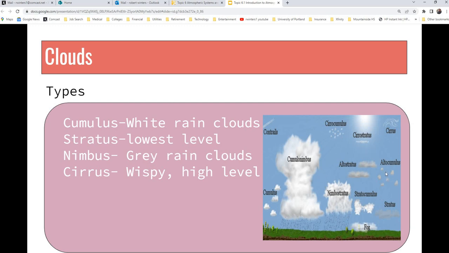There are essentially four groups of clouds, different if you look at different texts. Cumulus are the white puffy clouds we tend to see in the sky. Those are the ones that typically have rain. Stratus clouds are the ones we see at the lowest level down here. Nimbus clouds, also rain clouds, are the ones that start to look dark and gray. And when you see those, you go, oh, they're coming in, here comes the rainstorm. And then cirrus clouds are the ones way, way at the top, those long, wispy kind of clouds.